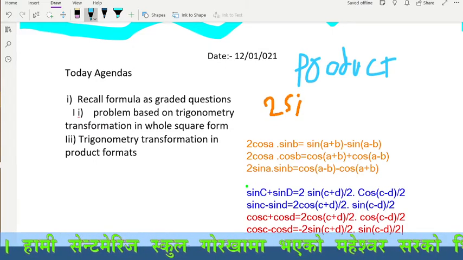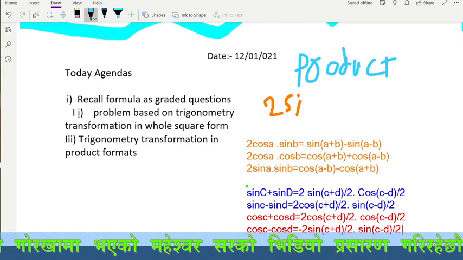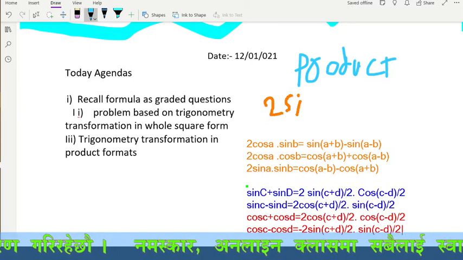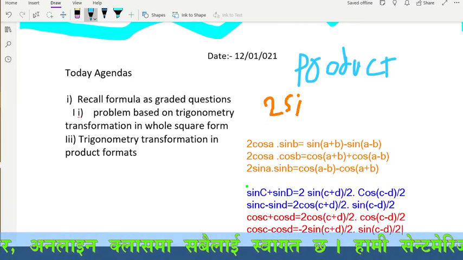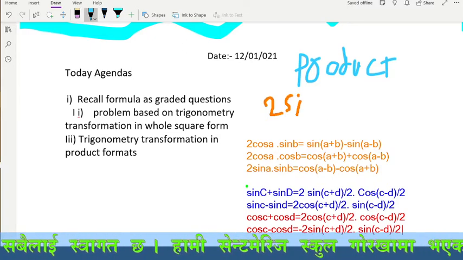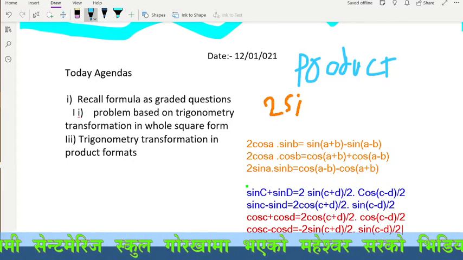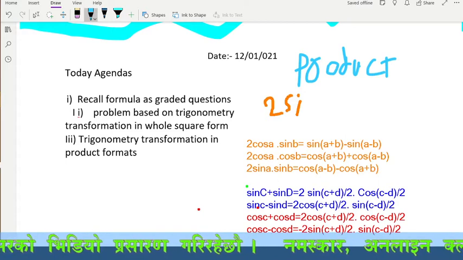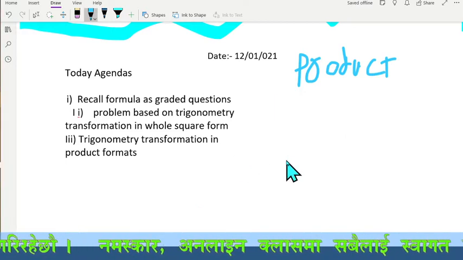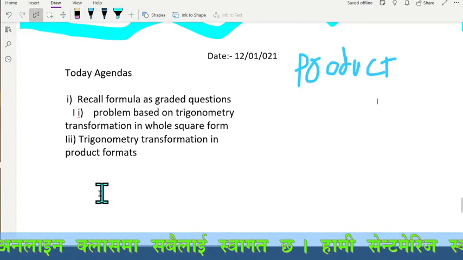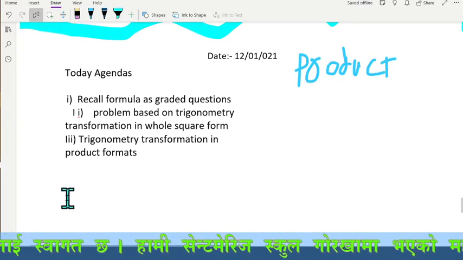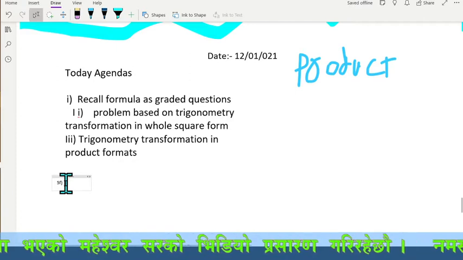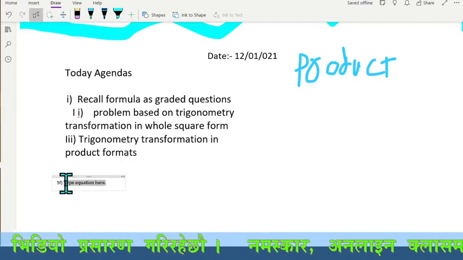Question number 5F. Question number 5F. There is a whole square format problem. So we'll go through this whole square format, and see how we will solve whole square format problems with formulas. Now we'll move to question number 5F. First I will write the question, then accordingly we will move on.